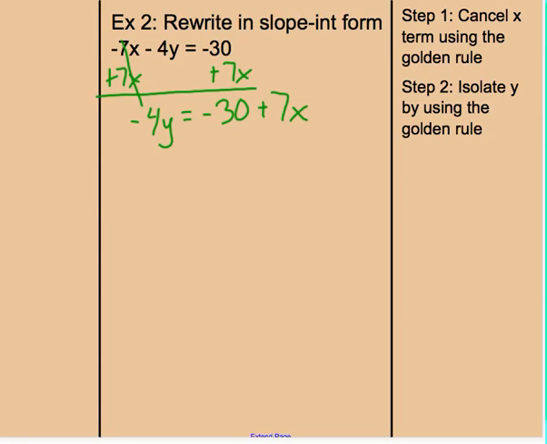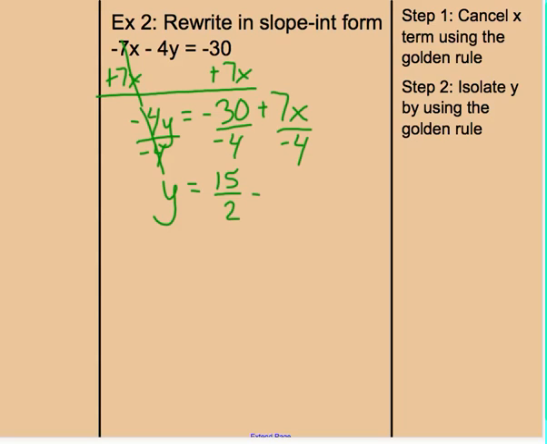And then the last step is to isolate the y using the golden rule. So I have negative 4 times y. Cancel my multiplication. I will divide everything by negative 4. Cancels on the left-hand side, leaving me with y. On the right-hand side, my negative 30 over negative 4, my negatives will cancel. And I notice they're both divisible by 2. 30 divided by 2 is 15, and 4 divided by 2 is 2.